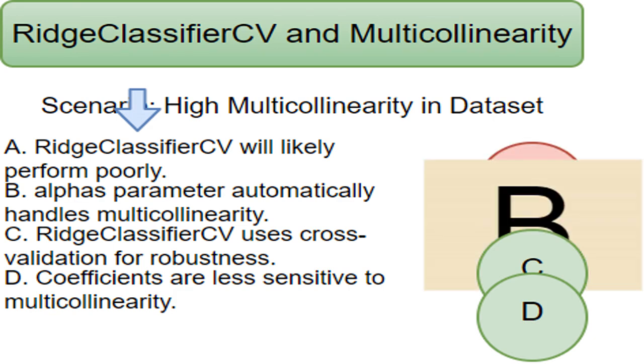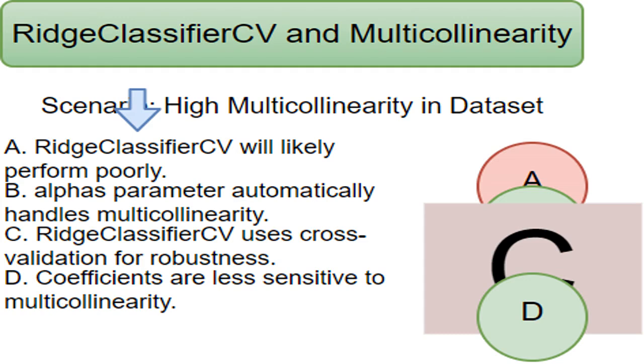Statement B is partially true. The alpha parameter, which controls the strength of regularization in ridge regression, is automatically selected by RidgeClassifierCV using cross-validation. However, this doesn't completely eliminate the effects of multicollinearity, but instead it minimizes its impact.